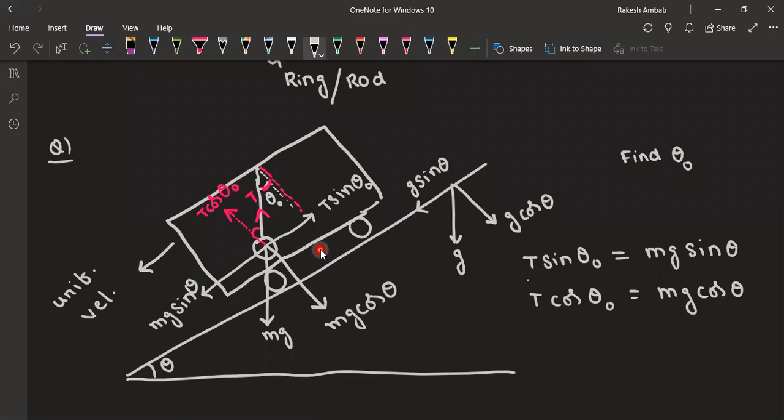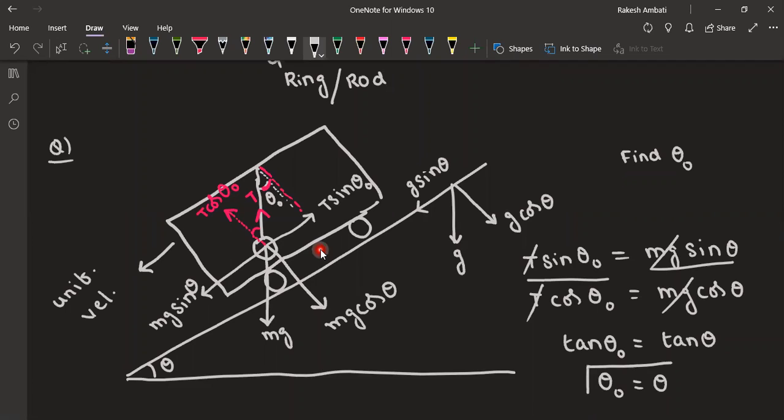Then by dividing both equations, T cancels out, mg cancels out, sin theta naught by cos theta naught is tan theta naught, equal to sin theta by cos theta, which is tan theta. So the tan function cancels out, and theta naught equals theta. That means what is the angle of deflection of the pendulum? Equal to the angle of inclination. Correct. Note down, please.